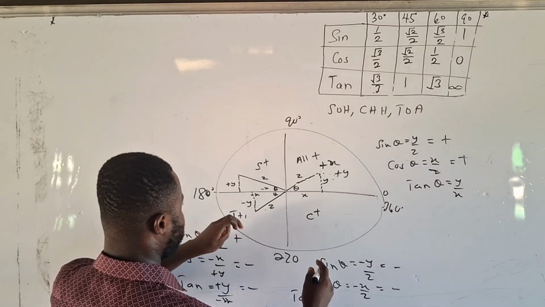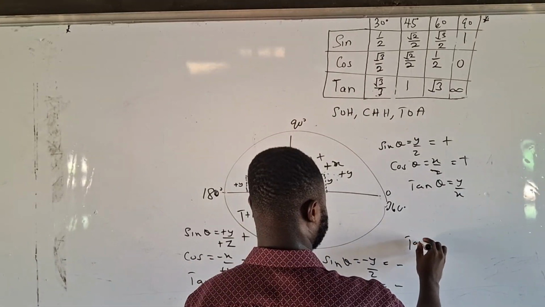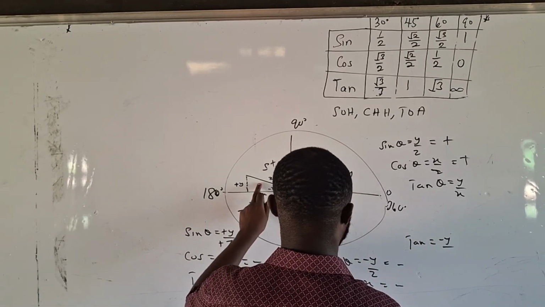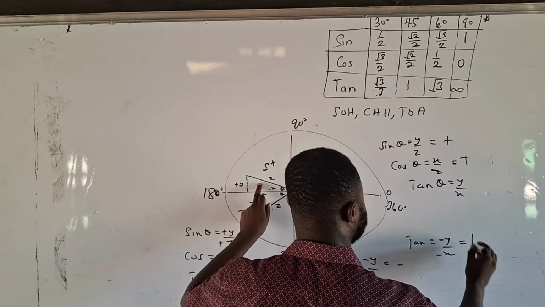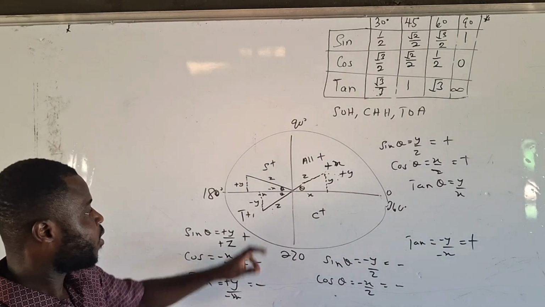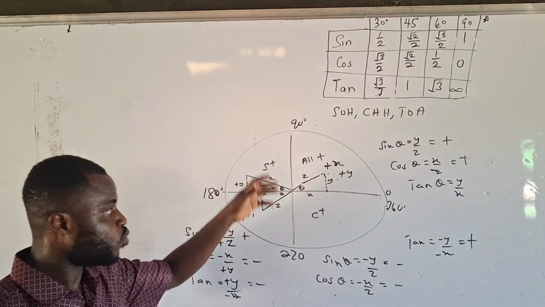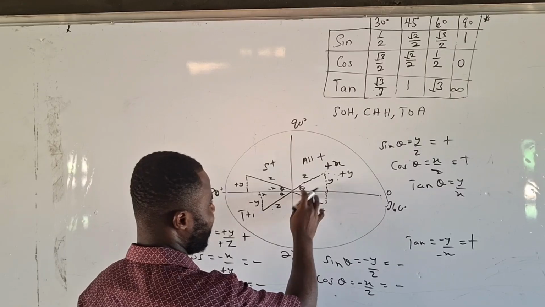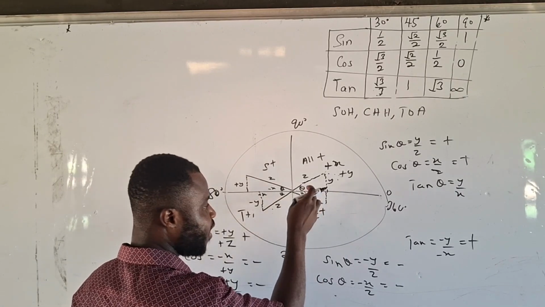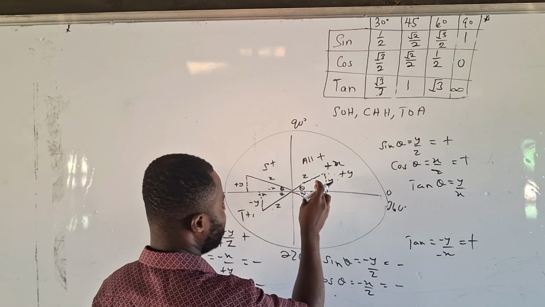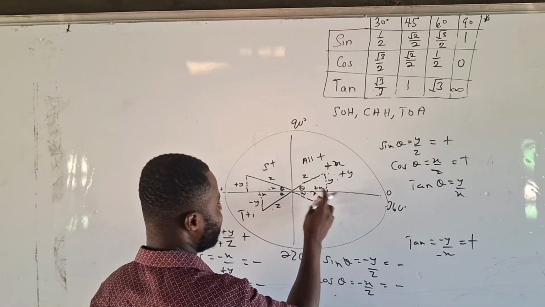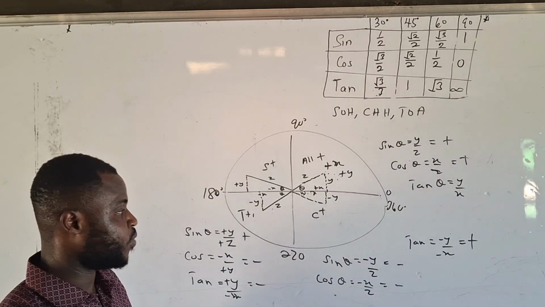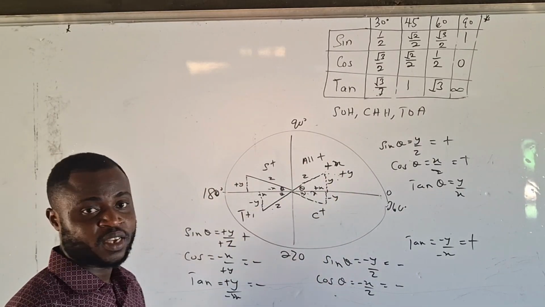Now tan. My tan is my opposite, negative y, over adjacent, negative x, for which it will cancel to give me a positive. So that's why here only tan is positive. So the same as this side, the angle formed with the x-axis. And here the x-axis is positive and the y-axis is negative. So when you use the same principle, you are going to get the same thing.